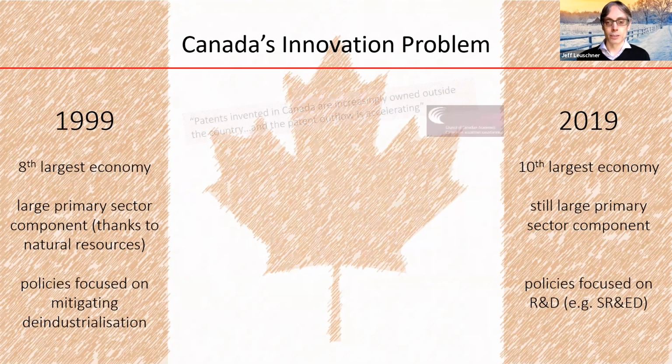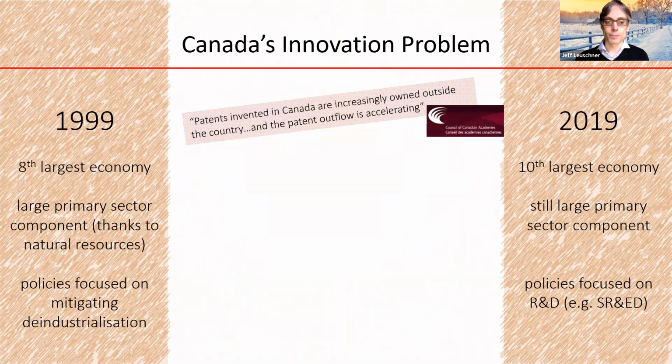And you see this when you look at some of the literature. For example, the Council of Canadian Academies a few years ago authored an extensive report on the state of innovation in Canada and mentioned, among other things, that patents invented in Canada are increasingly being owned outside this country, and that outflow is accelerating. In other words, we have a lot of smart people inventing things, but the IP rights and how you can leverage them, all that's being expatriated and going to foreign companies.